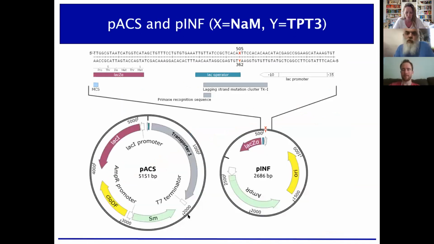So to see if the whole system worked, we put together a couple of plasmids. One we called the accessory plasmid, and all it had right now was just the transporter that I just mentioned. But we also constructed what we called a pINF plasmid. So those of you who think about plasmids, this is just pUC19, where a single pair of nucleotides, shown right here, has been changed from an AT to an XY.